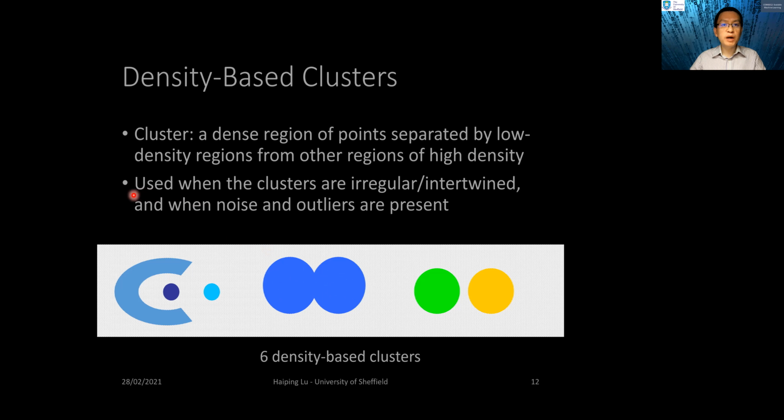And density-based clustering will be used when the clusters are irregular, such as this one, or intertwined, or when noise and outliers are present. Because if there is noise, for example, you can view the low density regions as noise, or there will be some outliers, which will typically have lower density. So they will not be clustered. So this is density-based clustering.